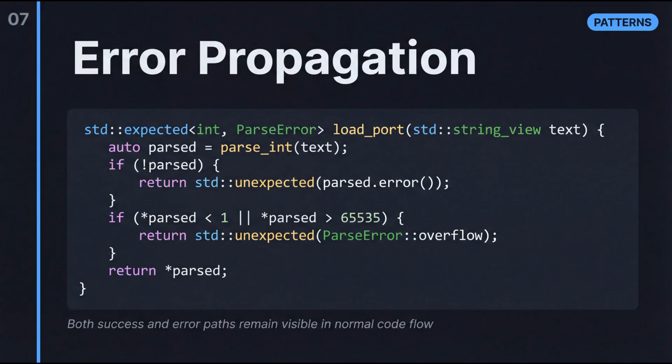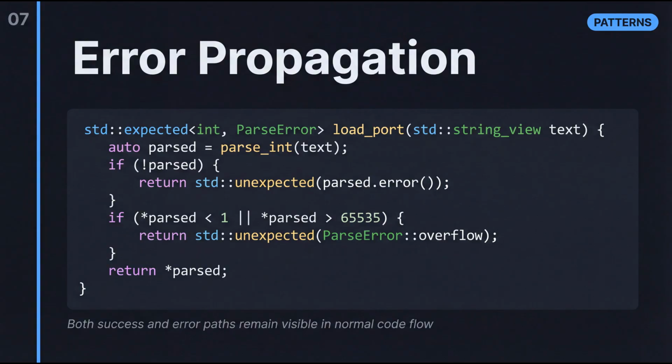Expected shines when errors need to propagate through layers. In loadPort, we first call parseInt. If it fails, we forward the error immediately with std::unexpected of parsed.error. If it succeeds, we validate the range. Ports must be between 1 and 65,535. If the value is out of range, we return a new error, overflow. Otherwise, we return the parsed value.